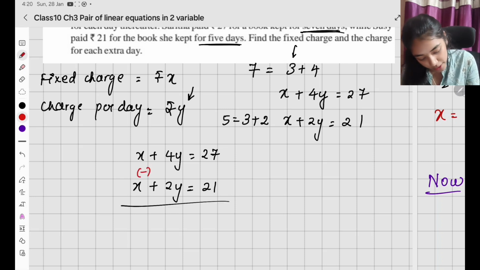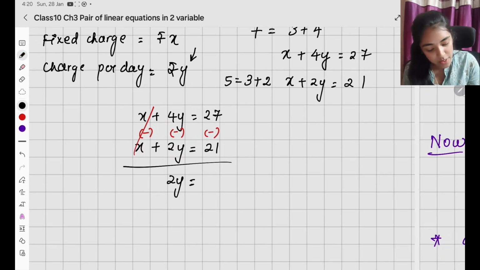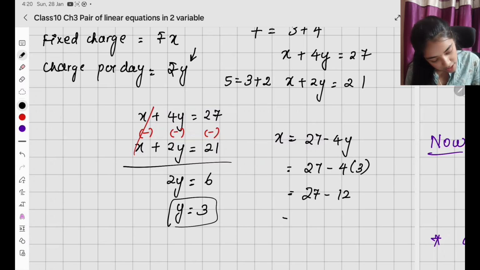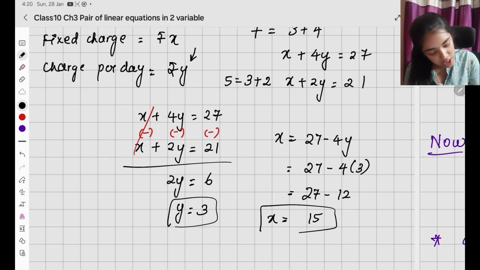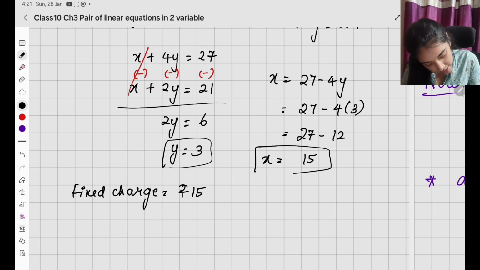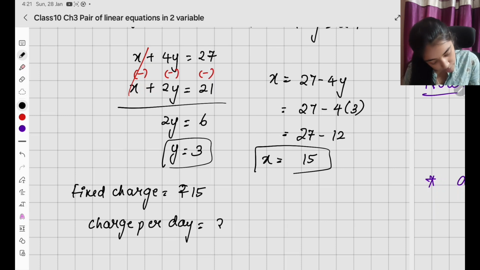What am I going to do? I'm going to subtract. ஏன்னா x cancel ஆகணும்ல. So I'm going to subtract. So I have 4y minus 2y is 2y equals 27 minus 21 is going to be 6. So we have y equals 3. And what is the value of x? x equals, இப்போ 27 minus 4y பண்ணிக்கலாம். So we have 27 minus 4 into 3. So we have 27 minus 4 3s are 12. So this is going to be 15. So fixed charge enna 3 days ku it is going to be 15 rupees, and every individual day she has to pay 3 rupees. Okay, so what are they asking for? Fixed charge equals rupees 15 and charge per day is going to be rupees 3.